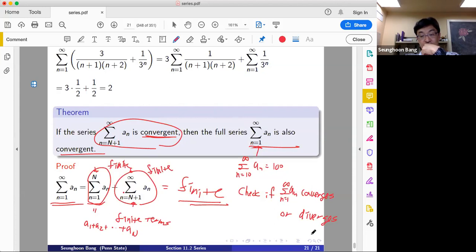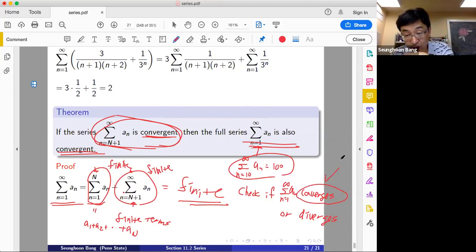Divergent? Convergent? Yes, convergent. Here, the sum from 10 to infinity is 100. What does it mean? The partial one, the summation from n equals capital N plus 1 to infinity, is convergent. So the full series is also convergent by using the theorem. Yes, convergent. I can check what you say.